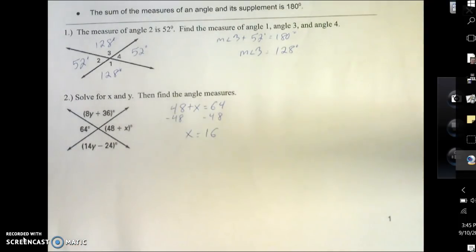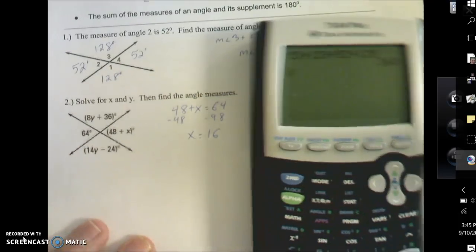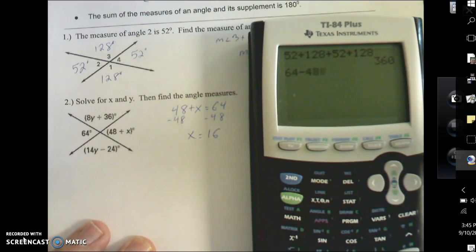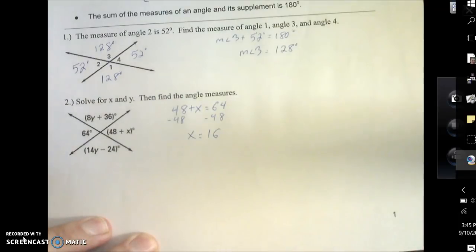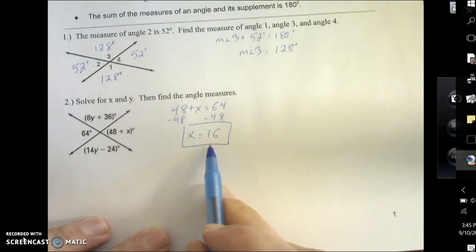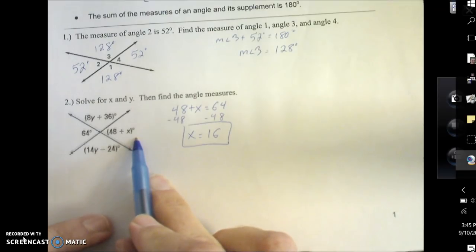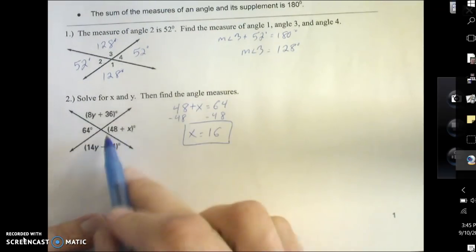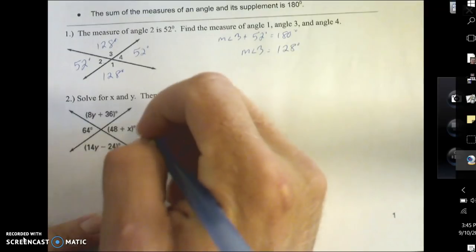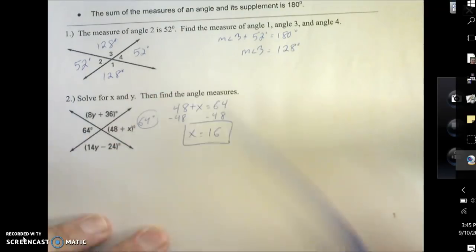Let's just double check real quick. It's always good to use a calculator to double check. 64 minus 48, boom, 16. So I've got x. If I plug this back in for my problem, because it asked me to find the angle measures, 48 plus 16, it makes sense that it would be 64 degrees.